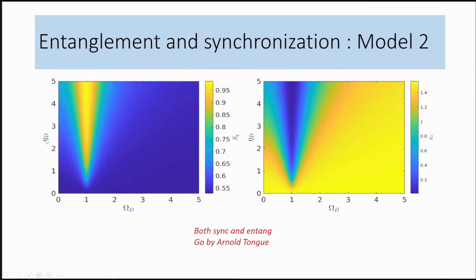You can see that the amplitude of the driving field and the omega d, the detuning, are shown here along two axes. This is the plot for the synchronization, and this is the plot for the entanglement. When SQ becomes close to 1, for example at the top of the plot, the ED becomes much smaller than 0.25. So we say that both sync and entanglement go by Arnold tongue.